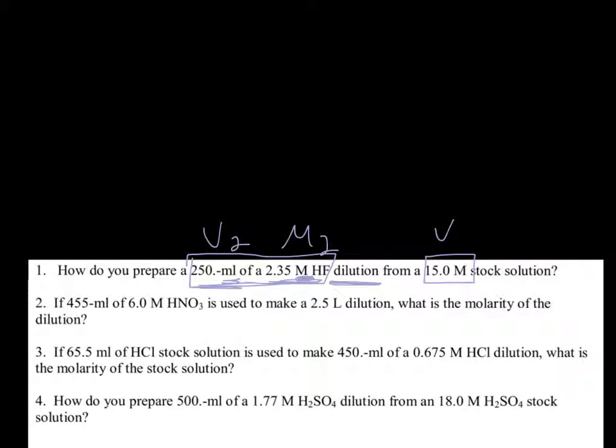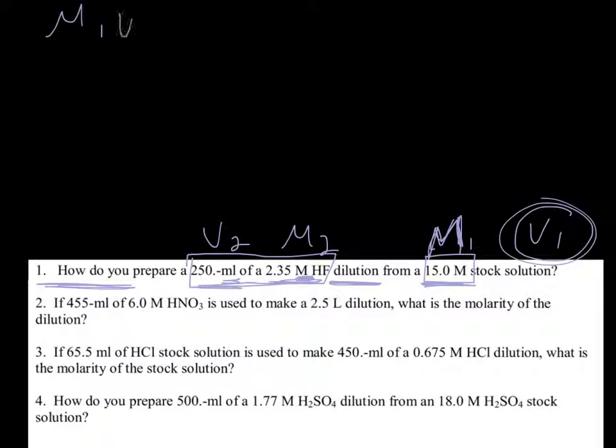is my M1. And your stock is always going to be more concentrated than your dilution. So that's going to be a way to make sure that you've got the correct M1 and M2. Your M1 should always be more concentrated because that's the thing that you're trying to make less concentrated. That's what you're trying to dilute. Okay, so that means the only thing I don't know is my V1. And notice it doesn't just ask for V1, it says how do you prepare the solution? All right, so we'll look at that as soon as we figure out how much of the V1 we're going to need. So write down your formula.